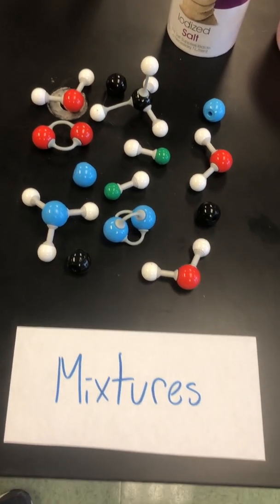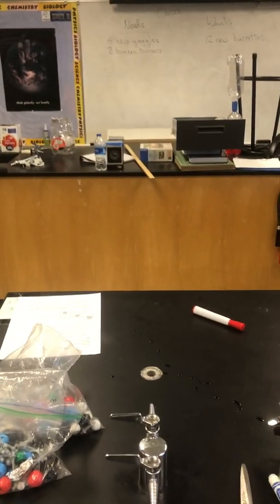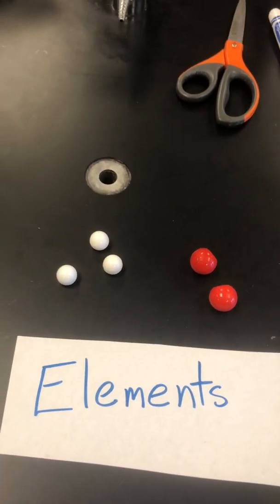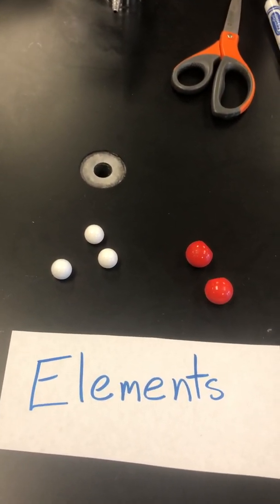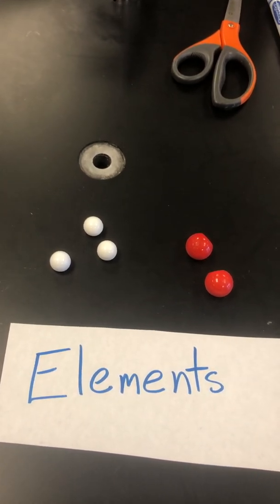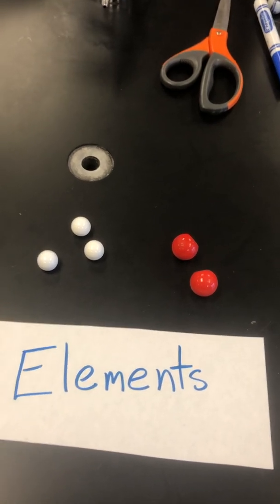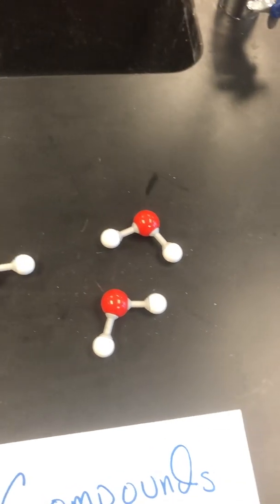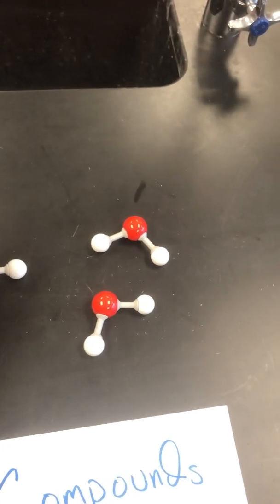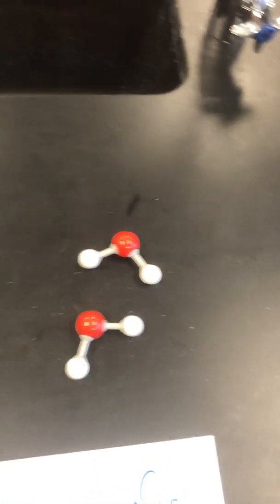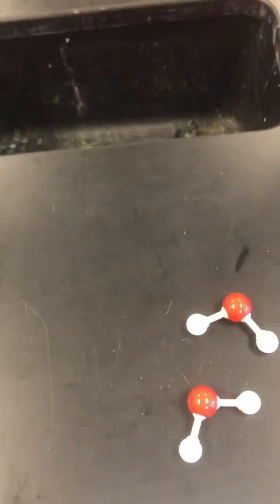So let's quick review. Can you tell me what is an element? Elements are individual molecules with their own unique properties, and they can't be broken down into smaller components. Okay, so what's a compound? A compound is just a couple of atoms that have bonded together, a couple of different elements that have bonded together to form something with new and unique properties.